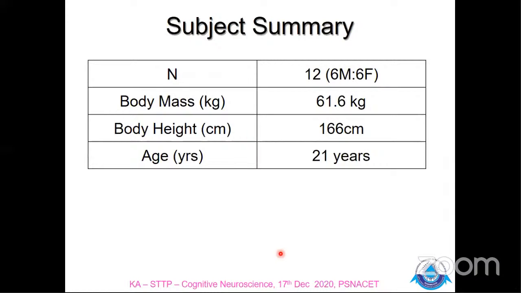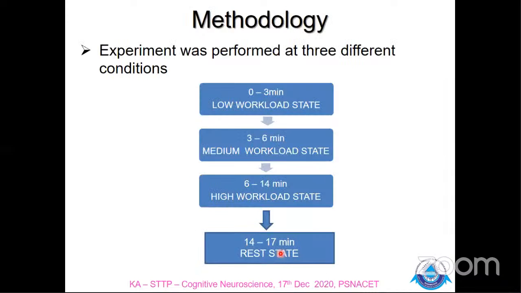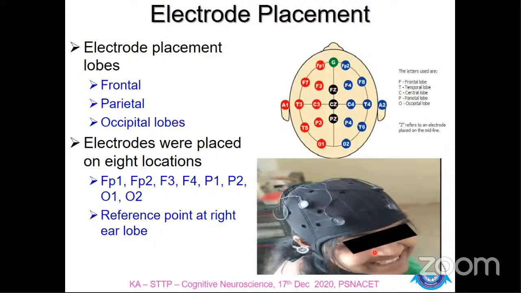This is the subject summary: the height and weight of the subjects. They are all college students, aged 19 to 24. We classify the first 0 to 3 minutes as a low workload state, 3 to 6 minutes as medium workload, and the high workload period after that. We give some task for each workload condition and record the EEG signal. Finally, we also record during the rest period, 14 to 17 minutes, the rest state.